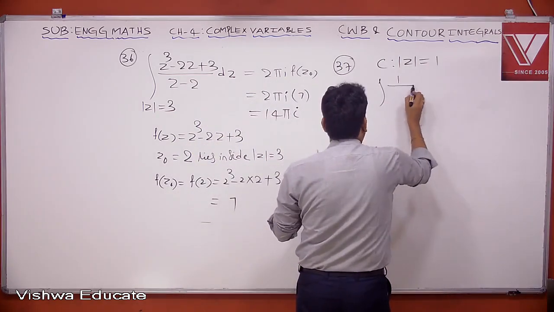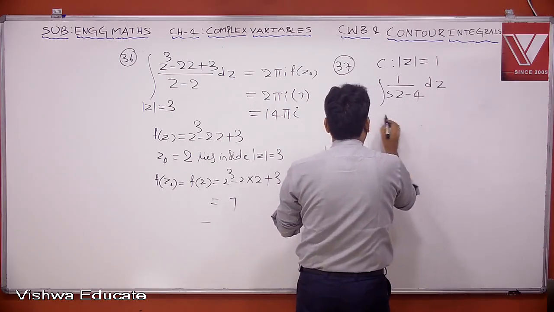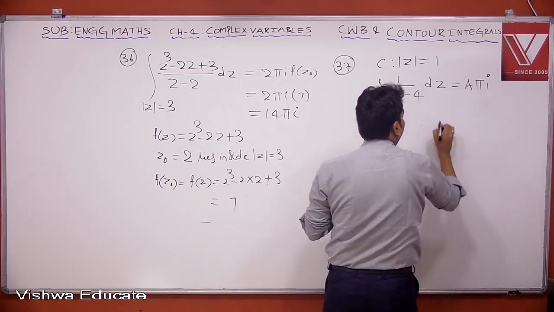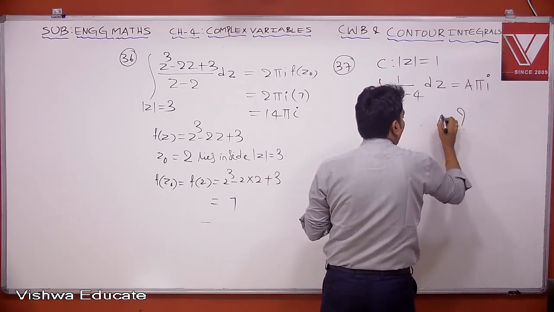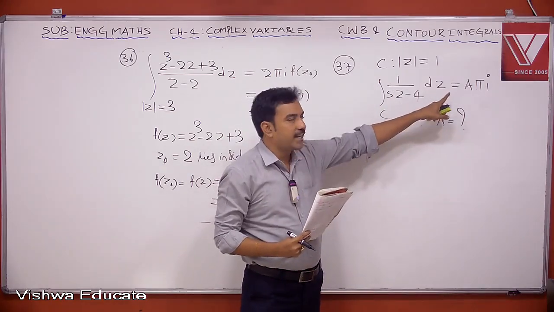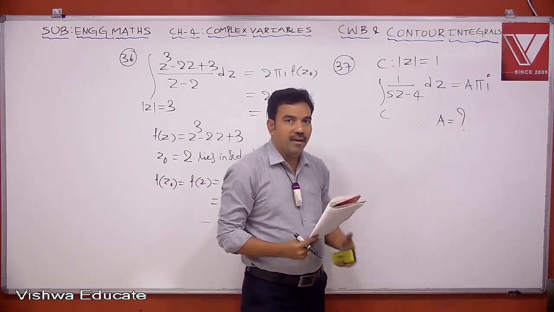Integral 1 by 5z minus 4 dz over C equal to A pi I. Then what is the value of A? So options are given like this. Directly this contour integral is given as A times pi I, where A is some constant. We need to find the value of A.